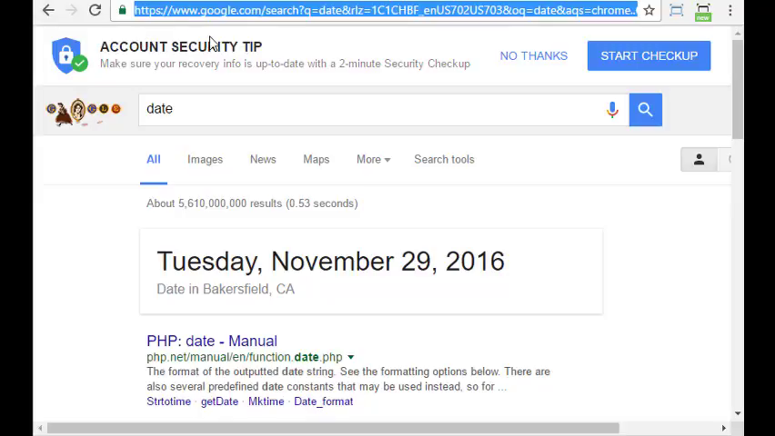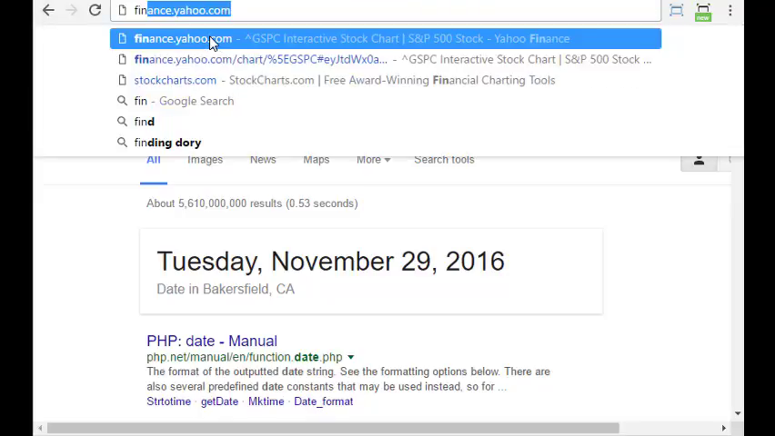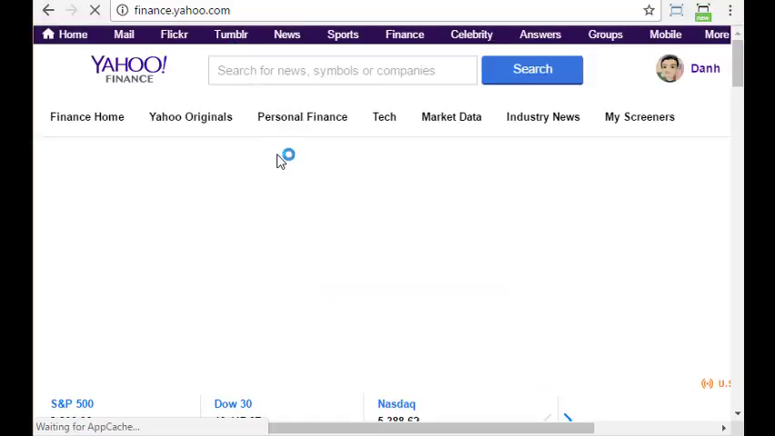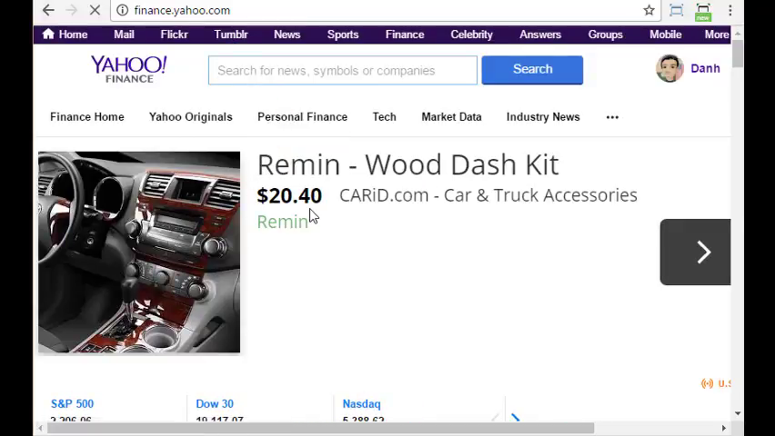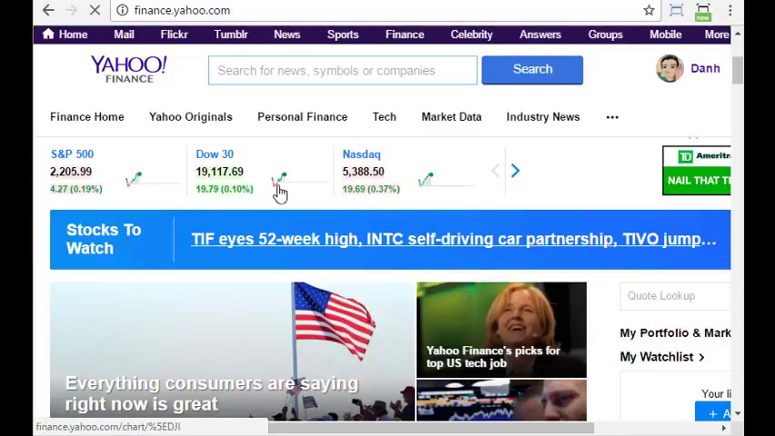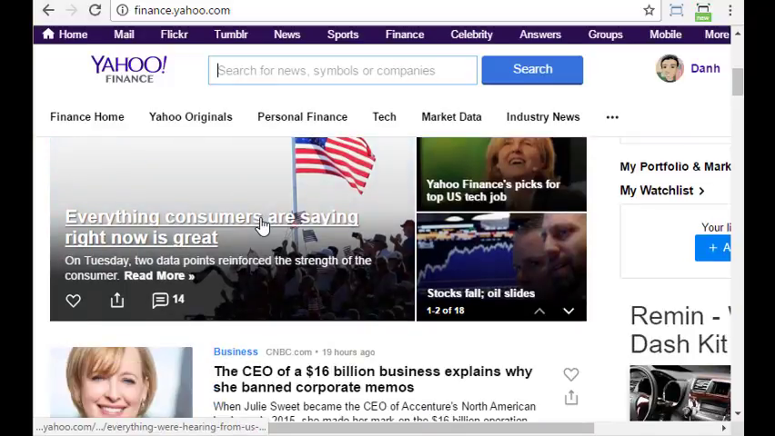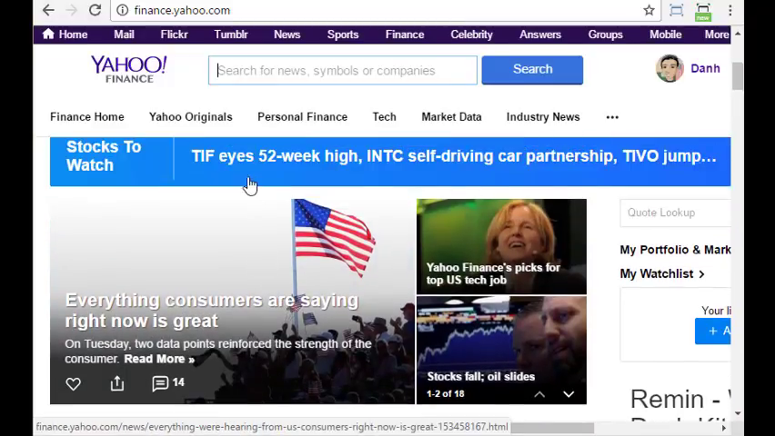Let's check the financial markets first. We'll go to Yahoo Finance here and take a look. You can see it's early in the morning. Stocks took a quick dip, the Dow and the S&P, and then it's positive again. Looks like it's going to continue the uptrend it's been on since the election last week.